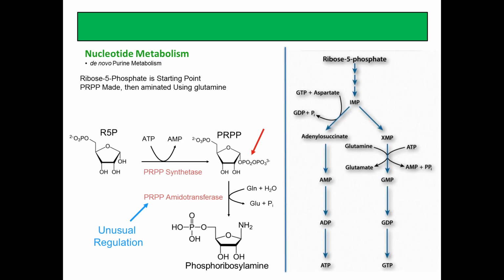Okay. How do we make these from the start? Let's look at the left side here. We start out with a ribose 5-phosphate. Now where would we get something like ribose 5-phosphate to start? Give me a source of ribose 5-phosphate.